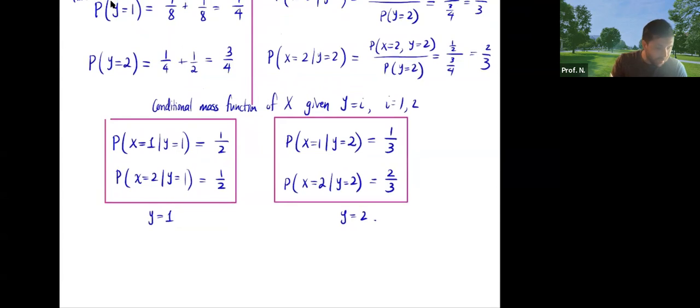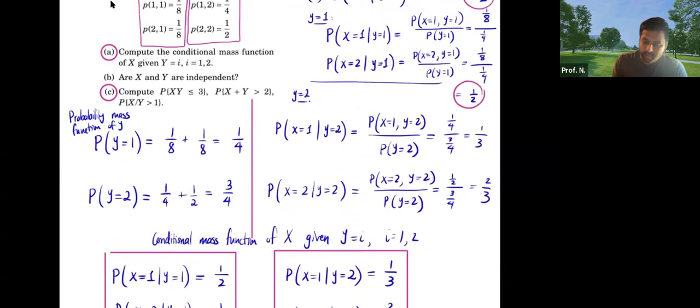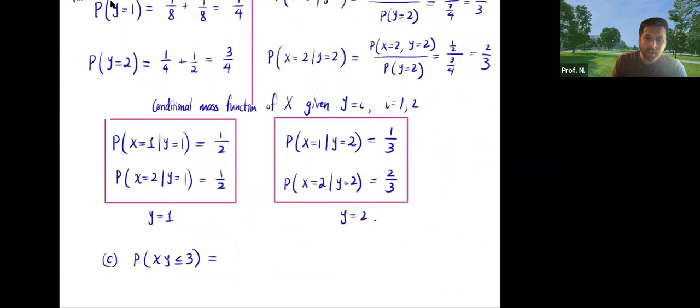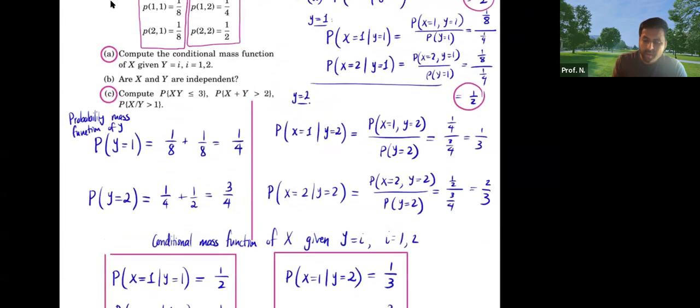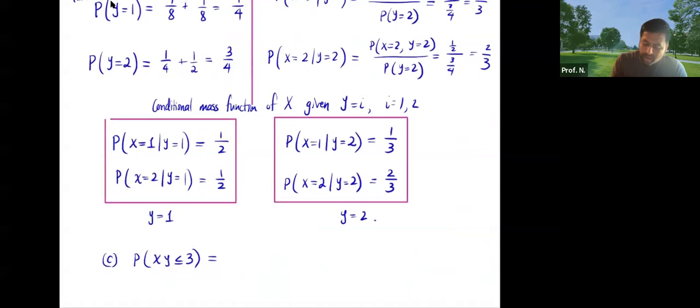Then for part C, I don't think it should be too bad. When is xy less than or equal to 3? Well, what are the only combinations of x and y? You have only 4 of them, right? What they're asking is when is xy less than or equal to 3 for the x's and y's that we have: x equals 1 or 2 and y equals 1 or 2.